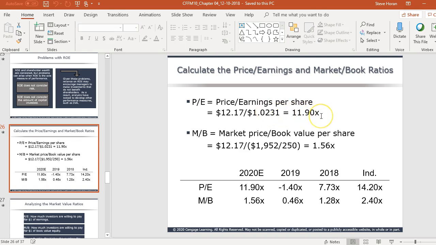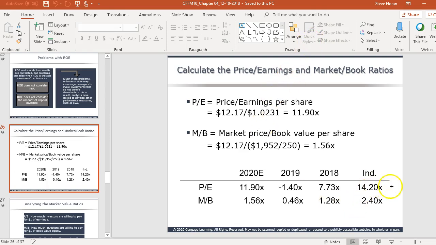Okay, and the more profitable a company is, and the better the outlook is for a company, the higher that number will be. Then market to book is comparing the market price to the book value. Remember that book value is the balance sheet equity number divided by the number of shares of stock. So that's a book value. So market value should be higher than book value, and the higher that number is, the better the company has performed, is one way to think about that one.